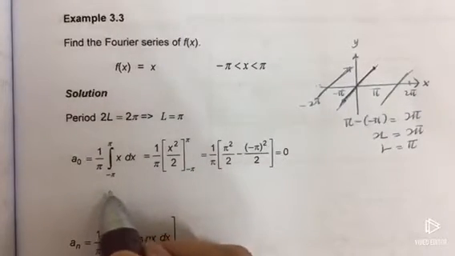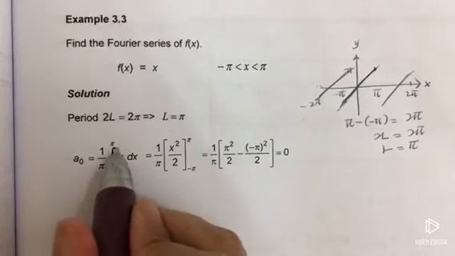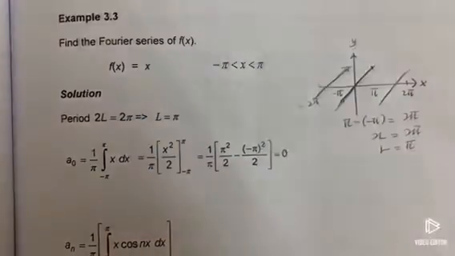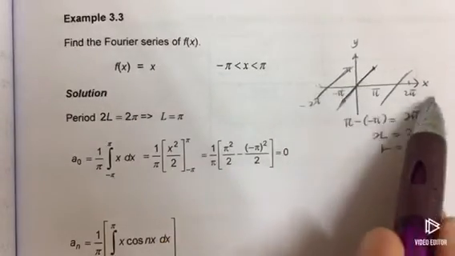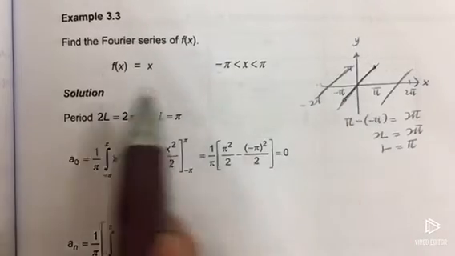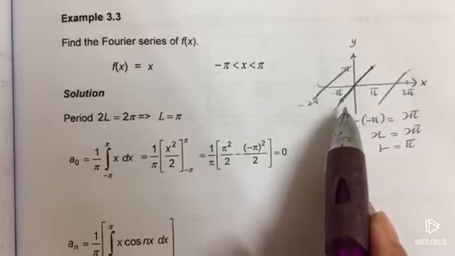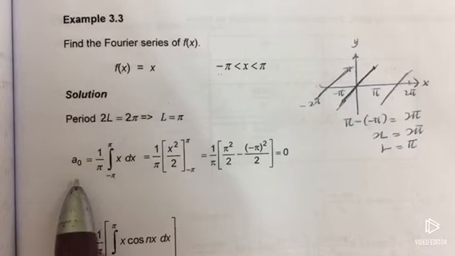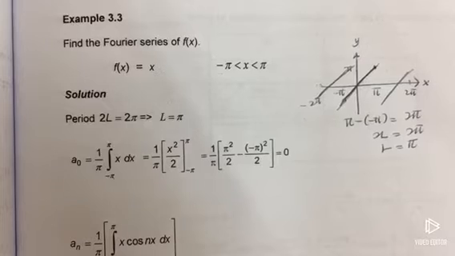So we substitute in the integral from negative L to L, which becomes negative pi to pi. You can refer to this value. Now we want to write this periodic function in Fourier series. Fourier series means we want to write this periodic function in terms of sine and cosine. So first we need to find a0, then we find an, followed by bn.